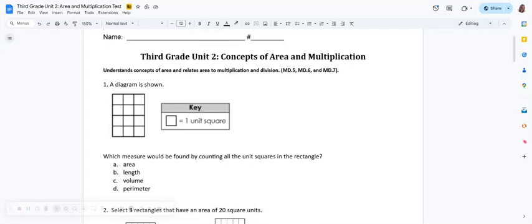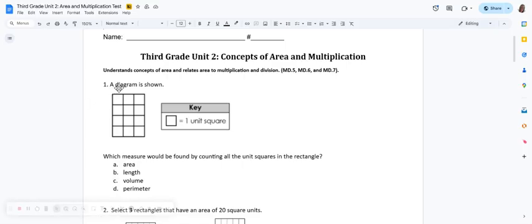Okay, so today you're going to take the third grade, Unit 2, Concepts of Area and Multiplication Assessment. Before you begin, make sure your name and number is at the very top. Remember, you can pause the video after I read each question so you have time to think, and then resume the video to move on to the next question. Okay, so let's get started.